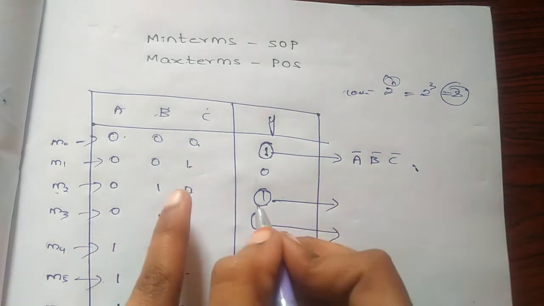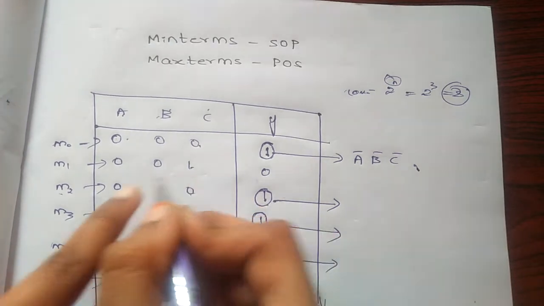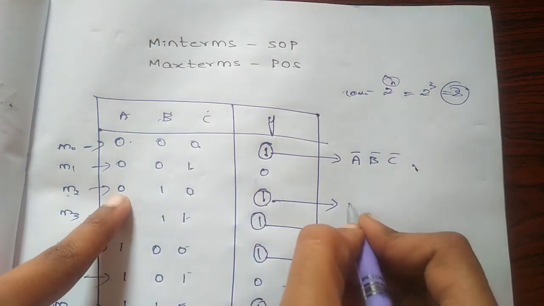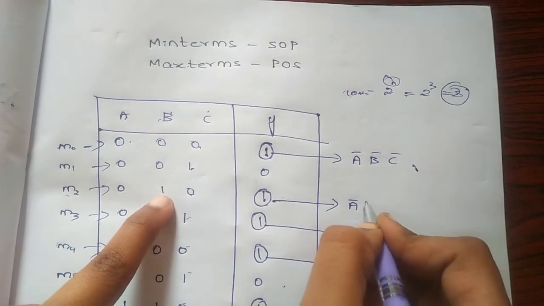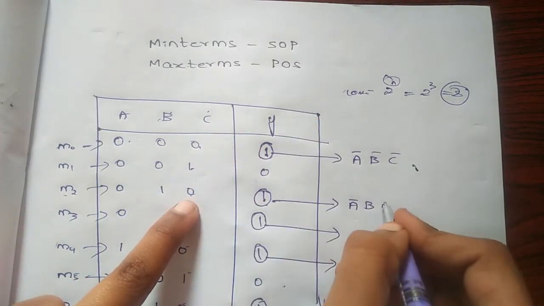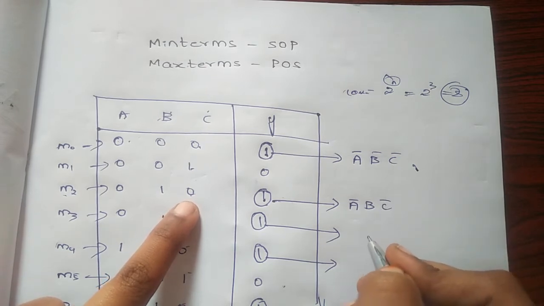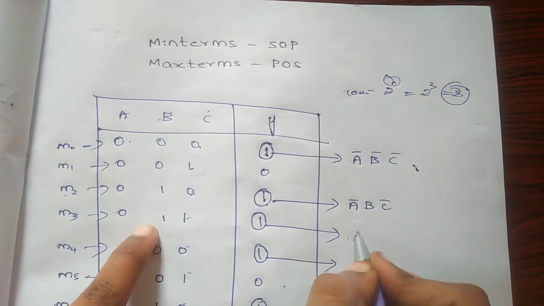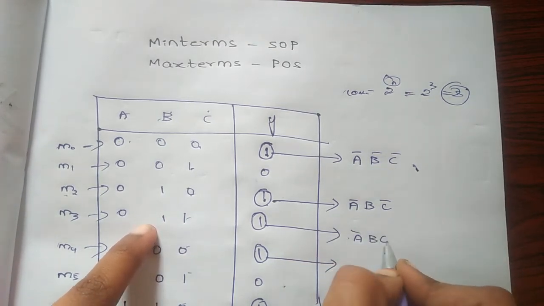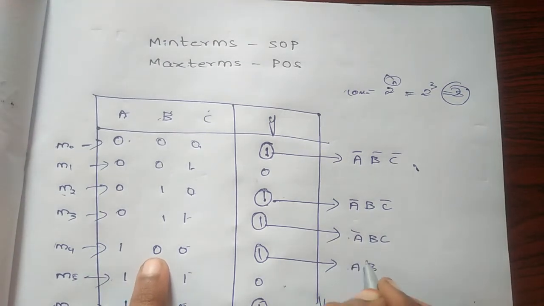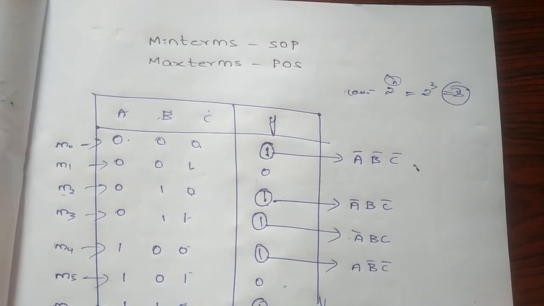Next is the same, output 1. Here A, B, C: so A bar, and B is fine, it's not complement, same as 1, and C bar. A bar, B, C bar. Next, A bar, B, C. And the next, A, B bar, C bar. And the next, A, B, C bar.